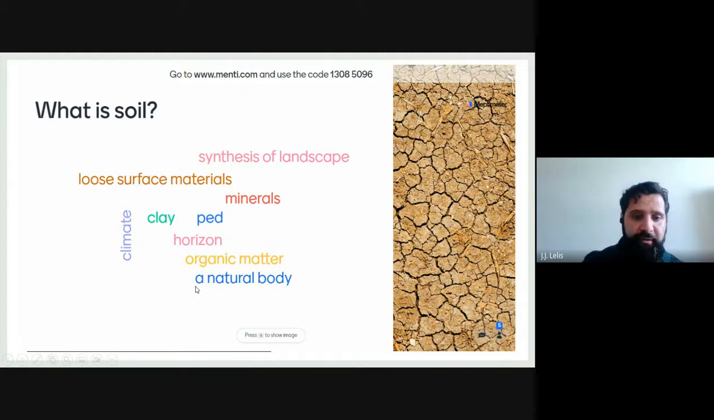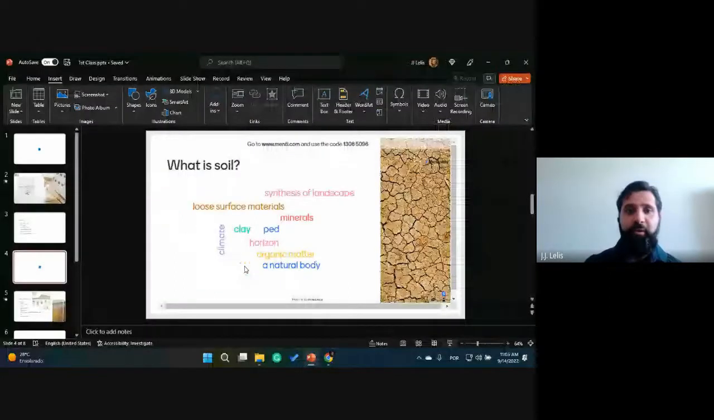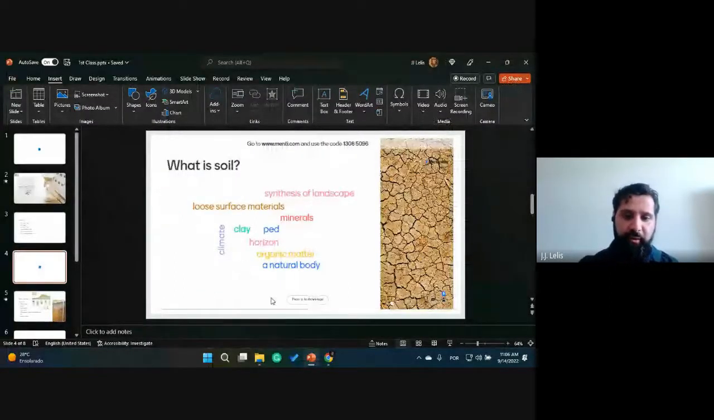Someone inserted this, a natural body. That's a very good option to describe soil. It's a very good definition. But I want to ask you again, we can find soil that's artificial. We can find soils produced by humans. Are these soils too, or is this not soil, and it's another thing? What do you think?